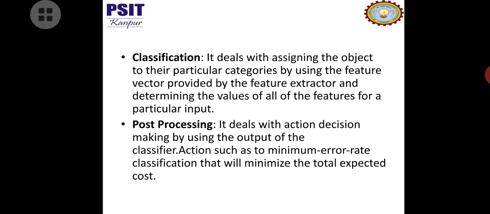Now next is post processing. It deals with action decision making by using the output of the classifier. This post processing deals with the action decision making that will be done with the help of the output of the classifier. Actions such as minimum error rate classification that will minimize the total expected cost.